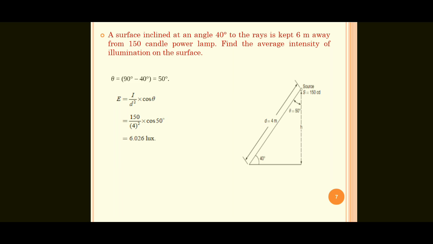Here I have to substitute in I by d square cos theta. So 150 by 4 square into cos 50 means 6.026 lux. So illumination, the units are in lux.